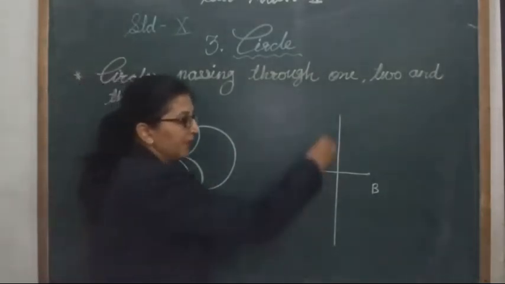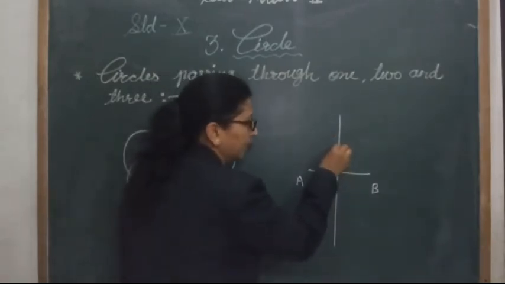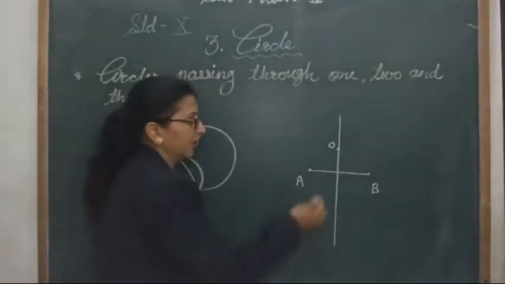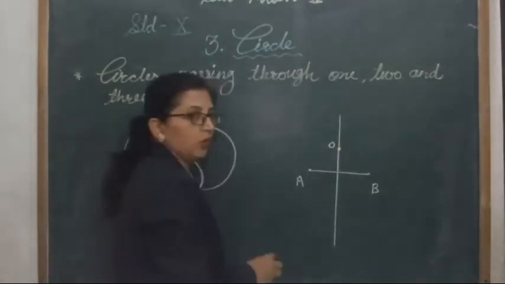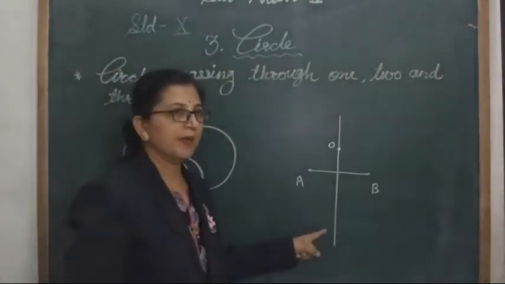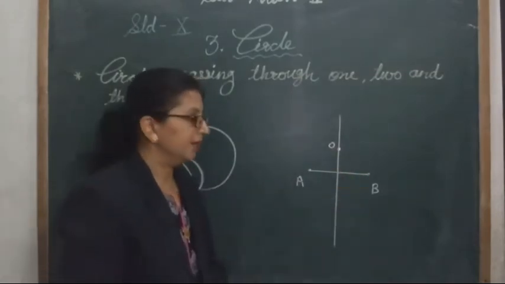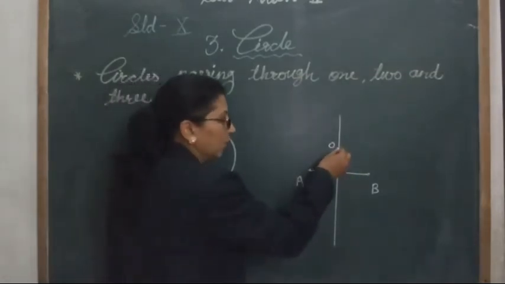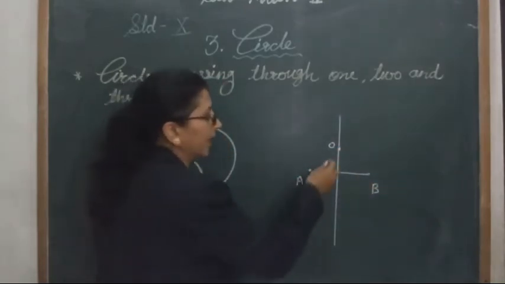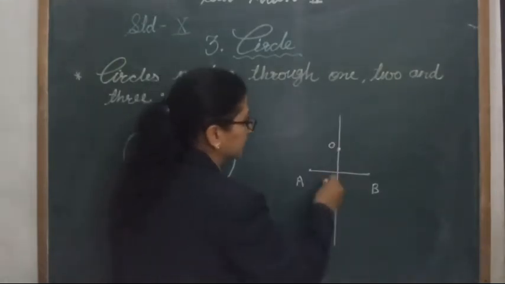Now on this perpendicular bisector you can take any point. Let's take point O here. You may take it upside or downside. Here I took the point O. Now we know that a point on this perpendicular bisector is equidistant from the endpoints of this segment. It means that OA and OB are both equal. So taking OA as a radius, let's draw the circle.